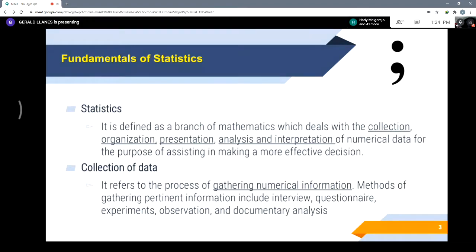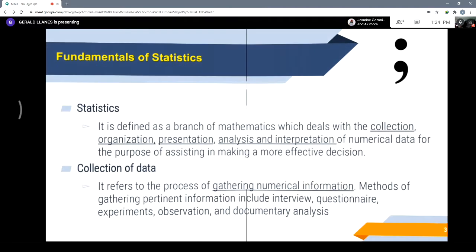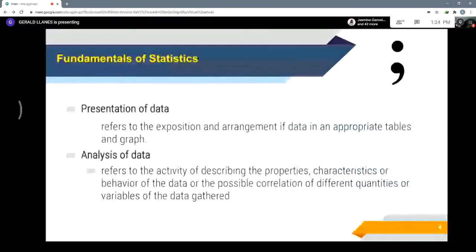So what's the purpose of data collection? Of course, you cannot treat something, you cannot interpret something, you cannot conclude something not unless you already have the data. So you need to collect the data first. Next, presentation. So after you collect, you present now.